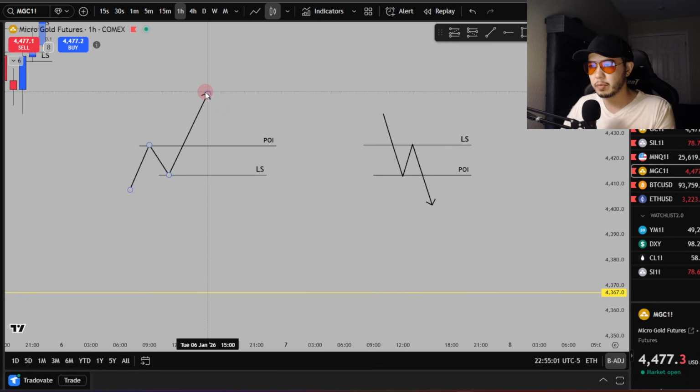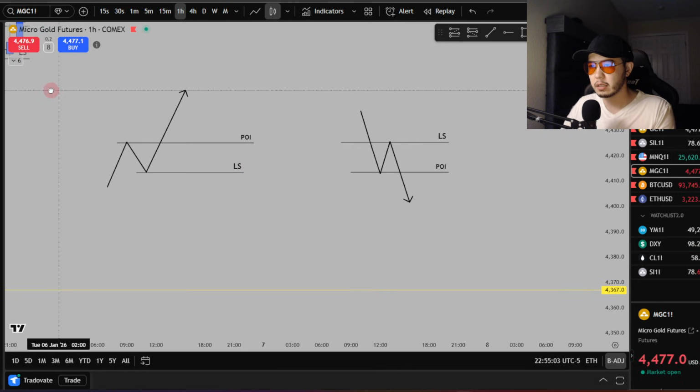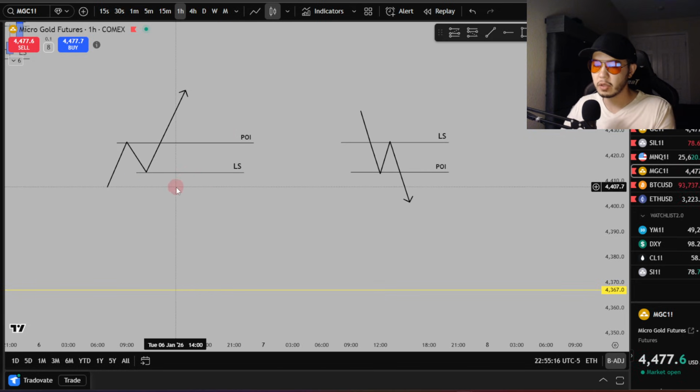Another thing I've seen lots of people do: let's say there's liquidity in this area. People want to take this one and then go towards the internal. First of all, that's not guaranteed. Second, it's very risky because you're going against the overall trend. So the way I like to do it, I like to mark my POI and I like to mark my liquidity sweeps.